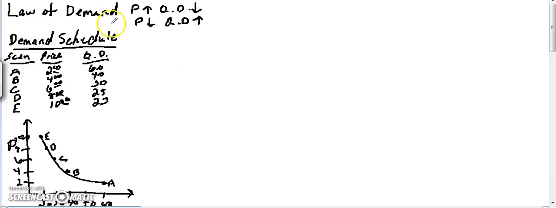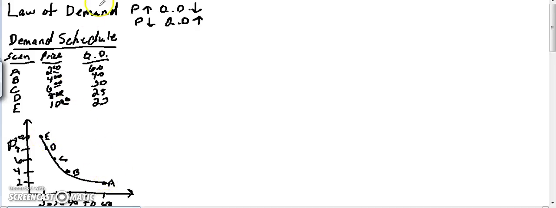Okay, so earlier we talked about the law of demand and the inverse relationship between price and quantity demanded. We showed a demand schedule with different scenarios at different price points and how many songs Gomer Pyle would be willing to buy off the internet. And then we put that on a demand curve so you could see the inverse relationship, the downward sloping demand curve.